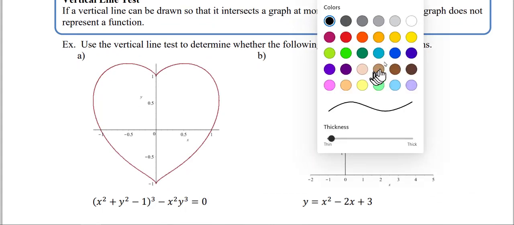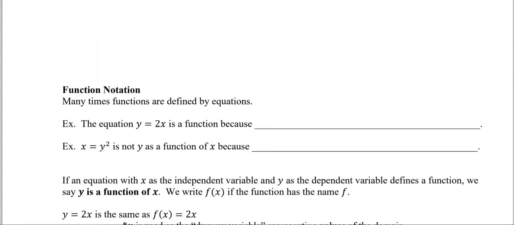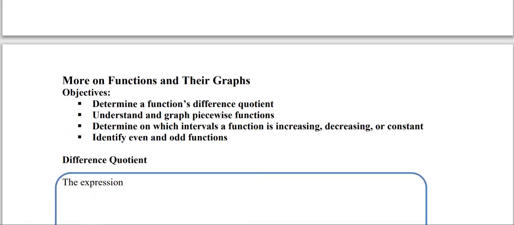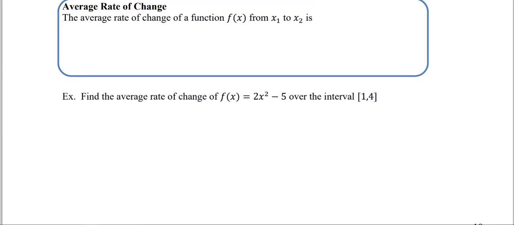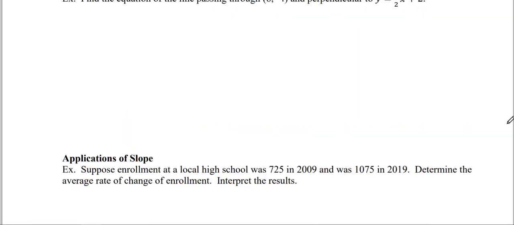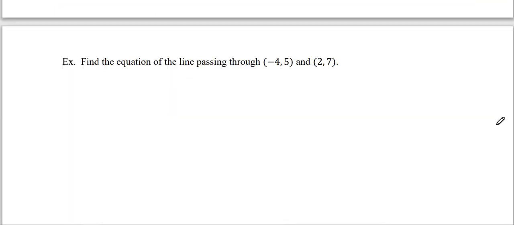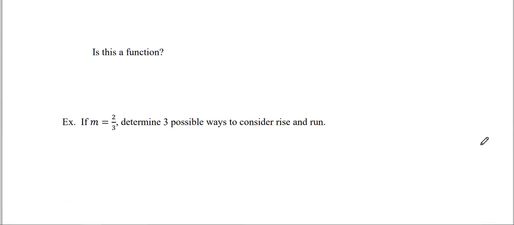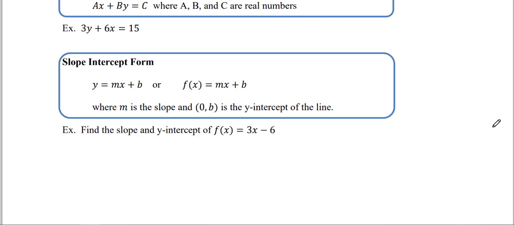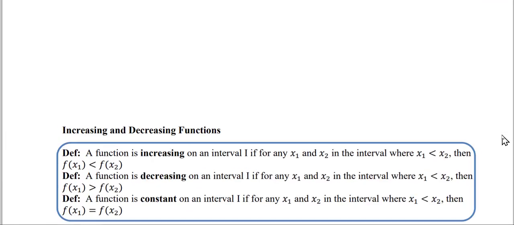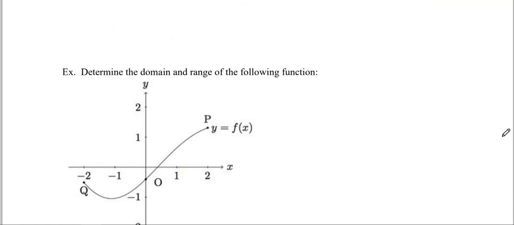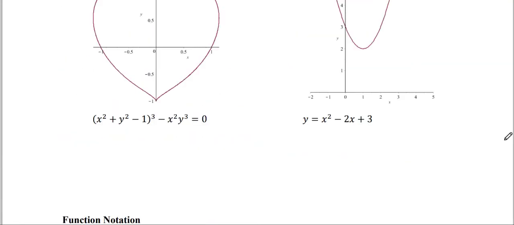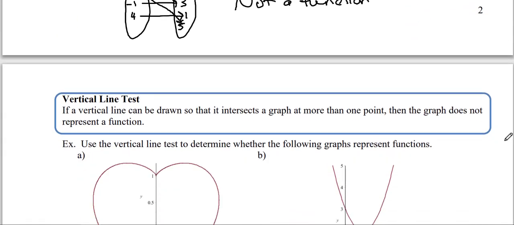If we can draw a vertical line that will cross... What's going on here? I have no idea why this is scrolling all the way down. I'm sorry. Back to our heart. Where's our heart? You can see we have a lot of material to get through in this unit, huh? Okay, here we go.